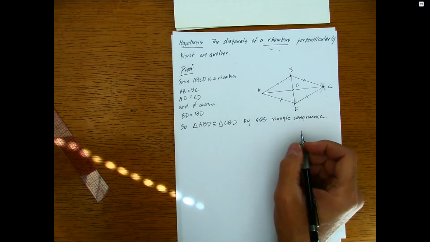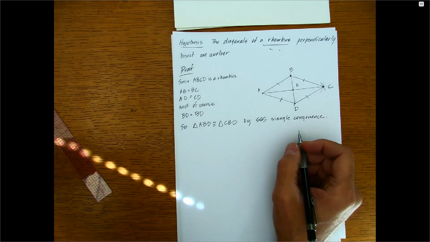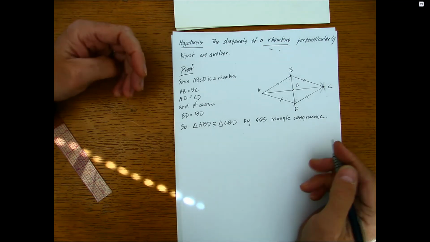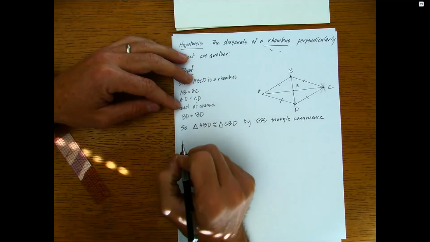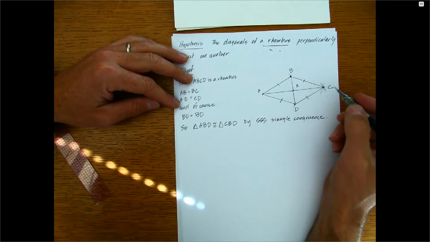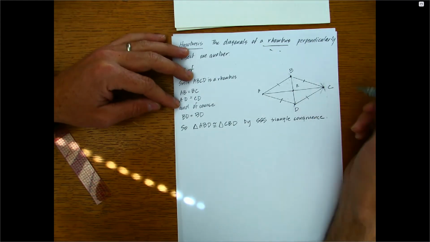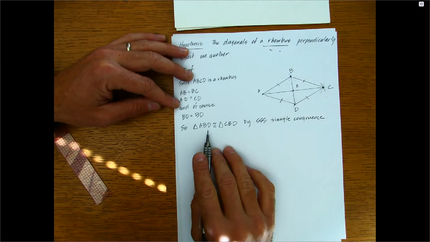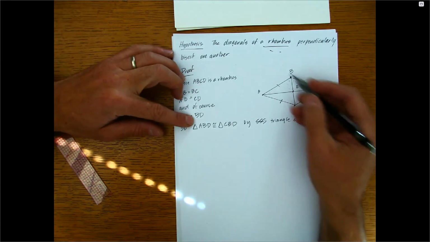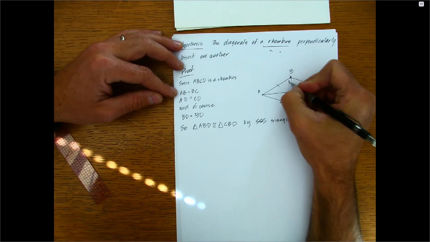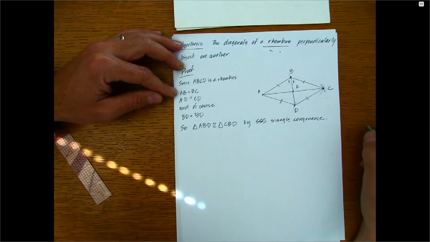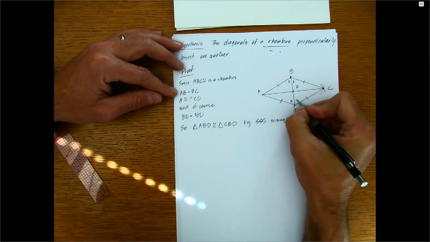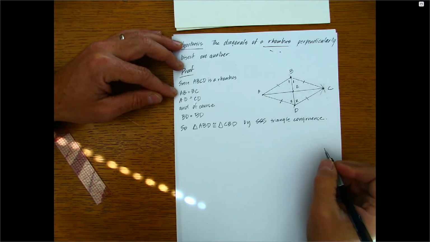Okay, so what does that mean? Well, that means the corresponding angles must be congruent. So if ABD is congruent to CBD, then the angles marked 1 and 1 here are going to be congruent, and the angles marked 2 and 2 are congruent, right?